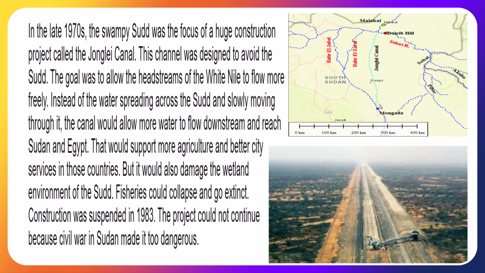Question 26. What was the goal of the Jonglei Canal? The goal was to avoid the Sudd, and it was to allow the headstreams of the White Nile to flow more freely, which would help out by allowing more water to flow downstream and reach Sudan and Egypt. Question 27. What negative impact would the Jonglei Canal have in the area? One of the negatives, though, is it would damage the wetland environment of the Sudd, and it would probably make the fisheries collapse and then probably go extinct.